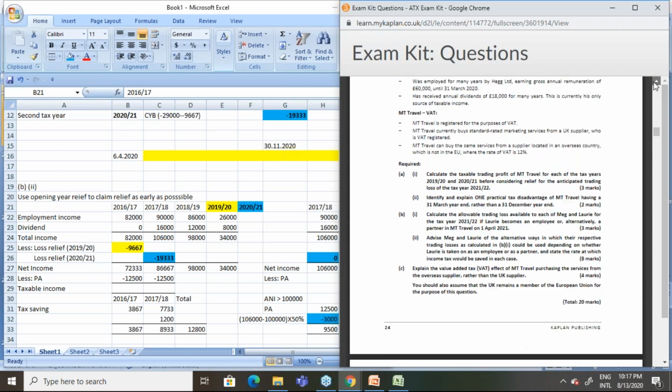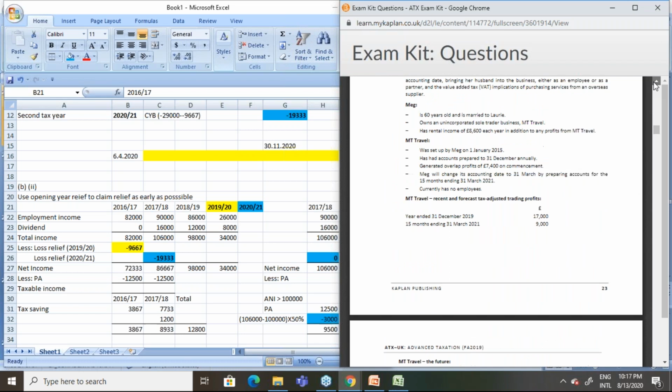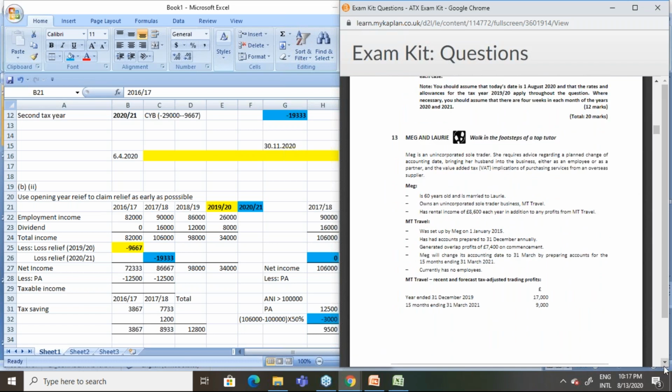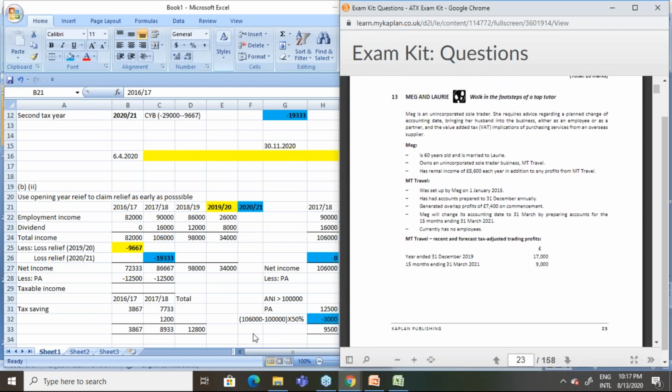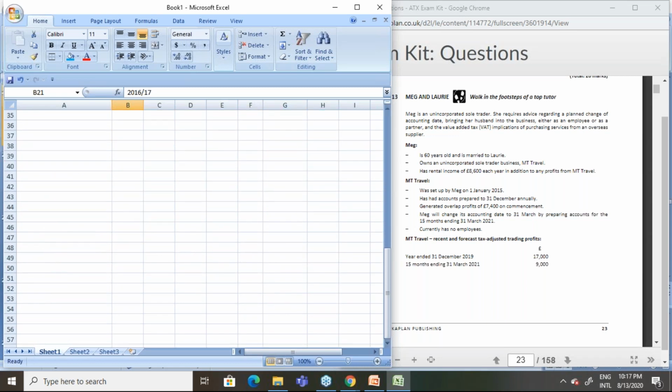So you can see, this is also a past paper question. 16 substantial marks are allocated for this question. So that's why I took my time to address these principles during this session.